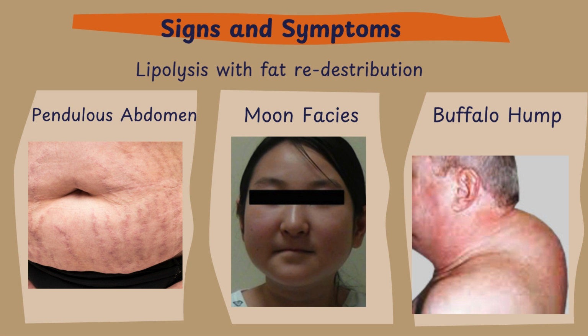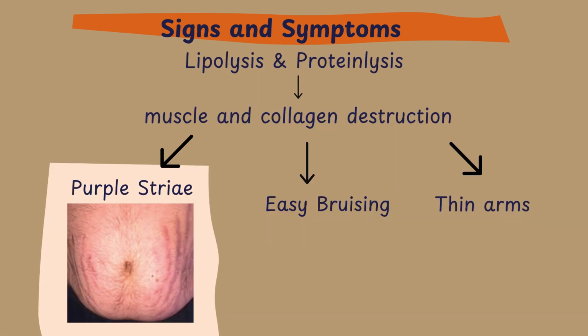And we also get those fat deposits on the upper back between the shoulder blades, which is called a buffalo hump. And at the same time, cortisol breaks down the fat and the muscle tissue in the arms and the legs, leading to what we call noodle arms and legs, thinning extremities.